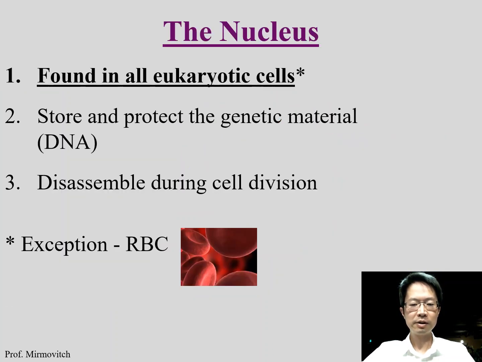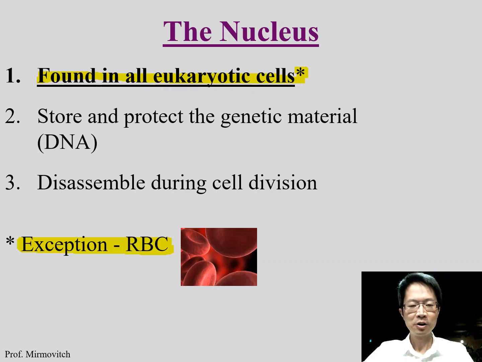So the nucleus, this is a very important point. We can find the nucleus in all eukaryotic cells. Well, there's an asterisk at the end with an exception. Like most of biology, we have exceptions in almost everything in biology. Almost, okay, except the central dogma.